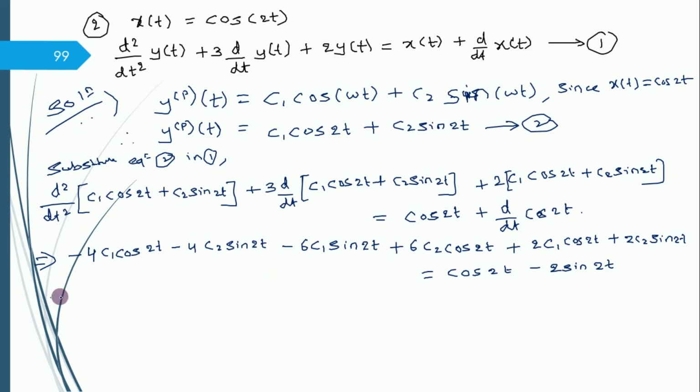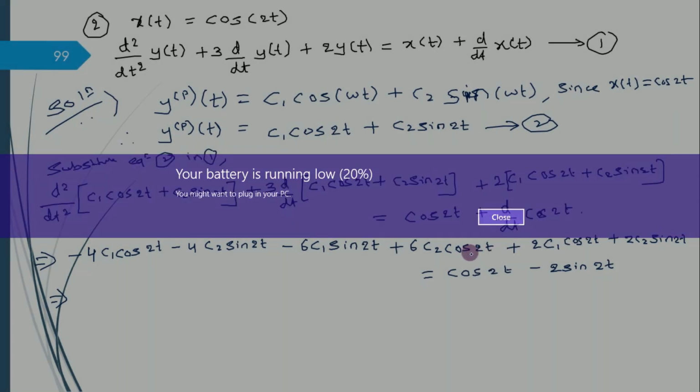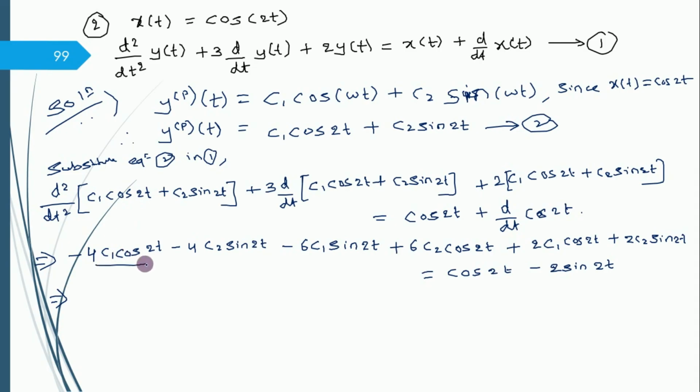After solving it, solve the LHS only. So the cos 2t terms: minus 4 C1 plus 6 C2 and plus 2 C1. One second. Concentrate here: this term and this term combined, what do I get? Minus 4 C1 plus 2 C1, I'll get minus 2 C1, and plus 6 C2. So I got these for the cos term, cos 2t.